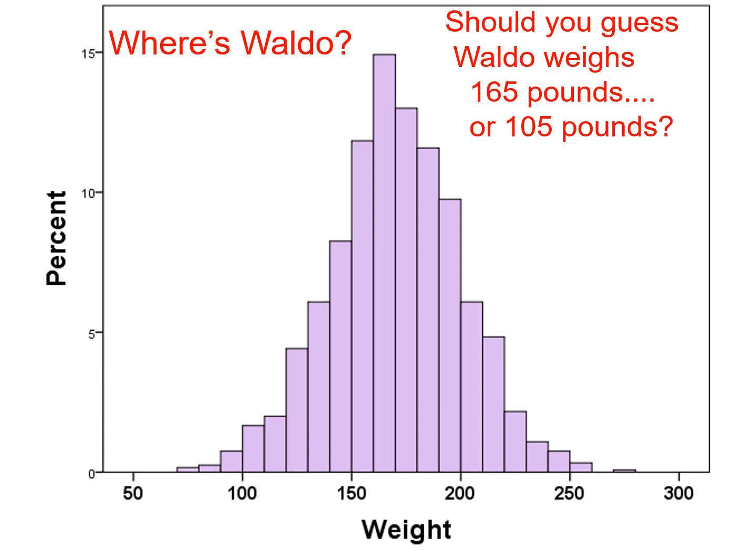Waldo's weight may be close to 165, or it could be close to 105, or it might not be close to either. But if we have to choose between 165 and 105, there's a better chance that he's closer to 165 than 105, because there are more people close to 165 compared to 105. So statisticians would say if you have to choose between the two, choose 165. You stand a better chance of being close to his weight.